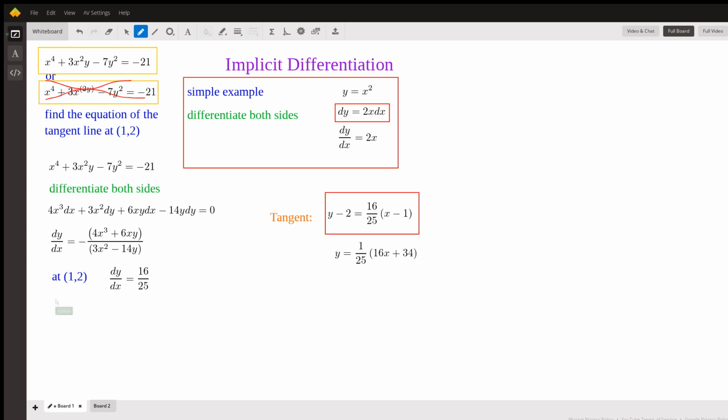Again, go through all the algebra. You've got to do that, and you'll see how it all makes sense. I hope that was helpful.